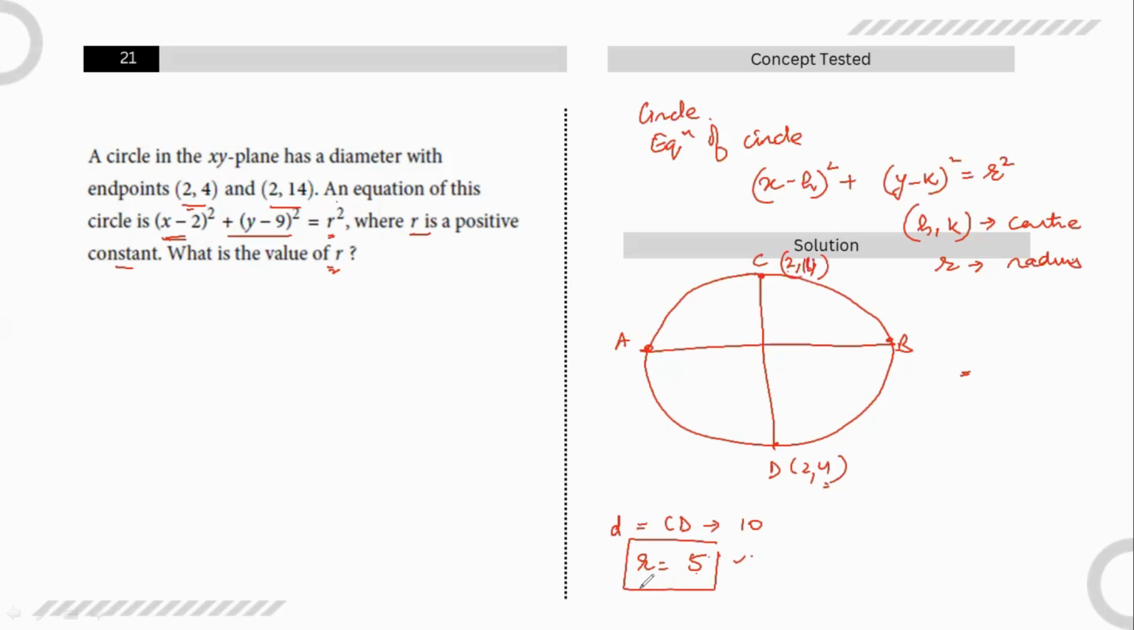Hope the point is quite clear. Try to figure out the concept which is tested, correlate the concept which is tested with the question which is given, and apply that concept onto the question. That's how you will start solving the question. Let's try the next question.